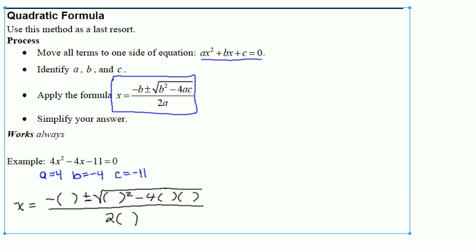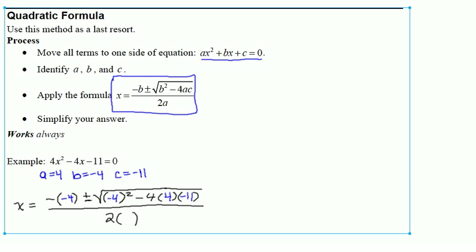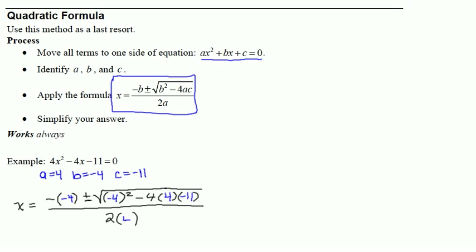Since that first term is minus b, I always end up with the opposite of whatever sign b has in that first term by the time I'm done simplifying. B squared minus 4ac goes inside the radical, and 2a, or 2 times 4, ends up in the denominator. Now I'm going to simplify inside the radical first.